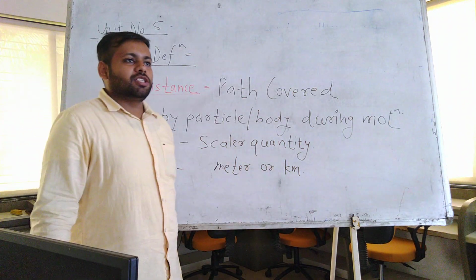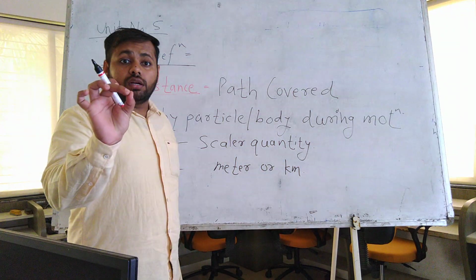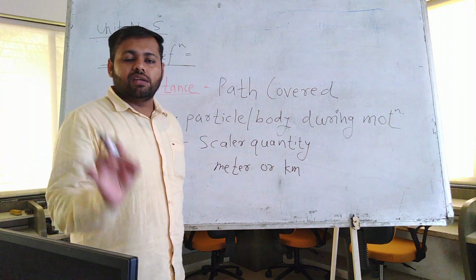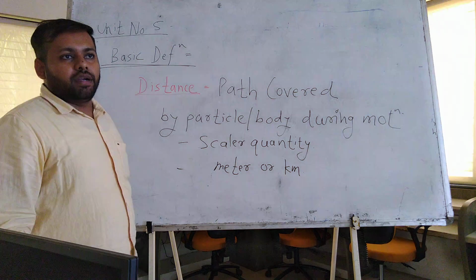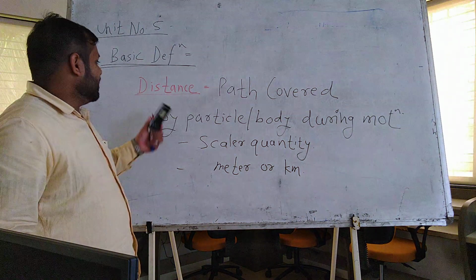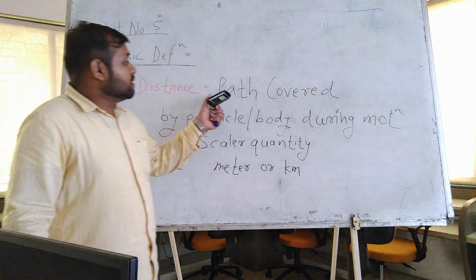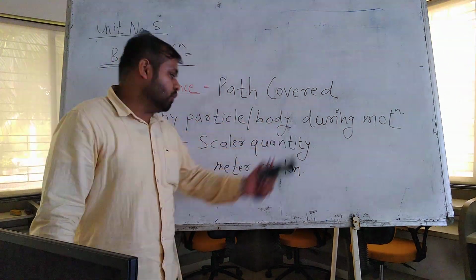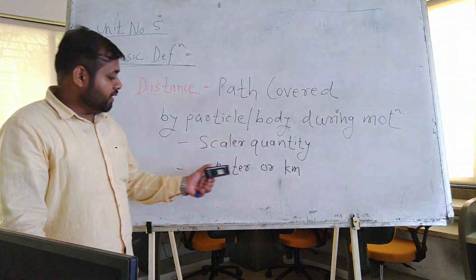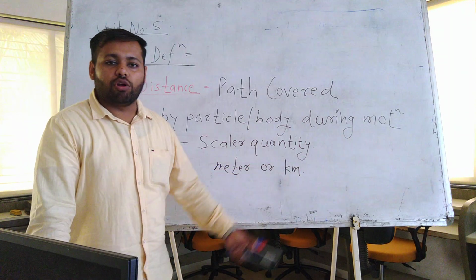Okay, so there is a little bit of difference between distance and displacement. What is displacement? Displacement is the difference between final position and initial position. It is a vector quantity. It has magnitude as well as direction. But in case of distance, it is the total path covered or traced by the particle during motion. It is a scalar quantity. It is also measured in meter or kilometer.